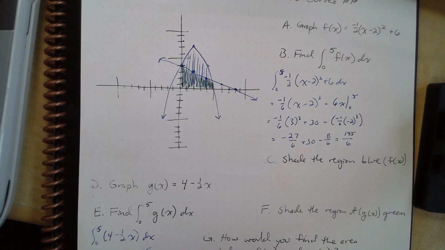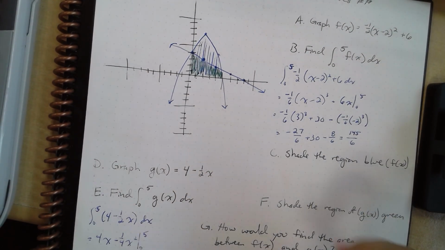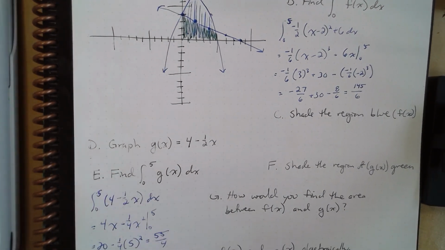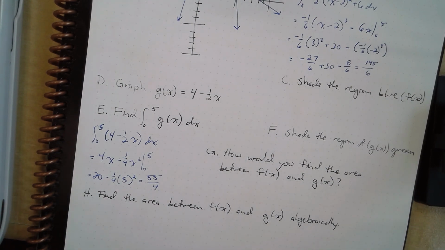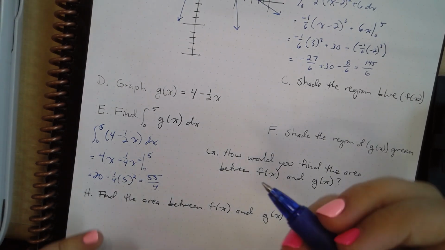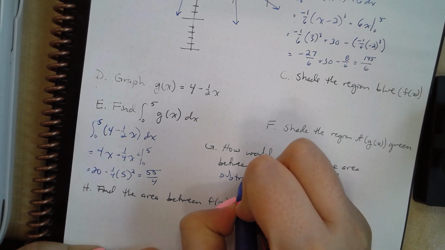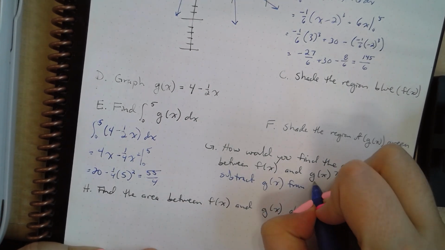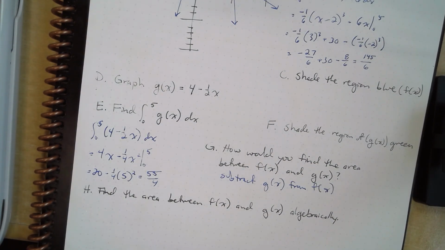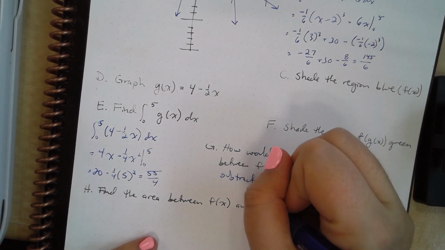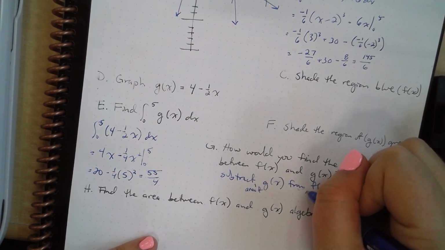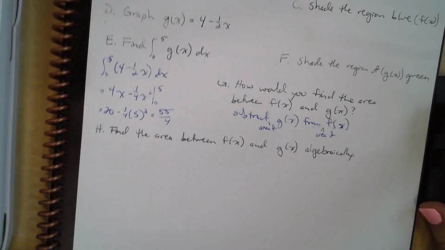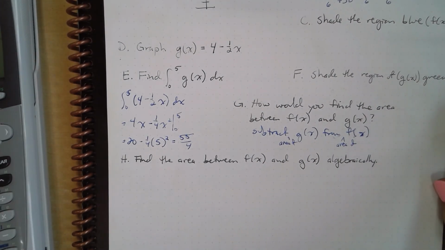And then, how would we find this area between f of x and g of x? Well, all we're going to have to do, I don't know why this is crooked, all we're going to have to do is subtract, right? So we're just going to subtract g of x from f of x, right? The area of. Okay? But how would we find this algebraically? And that's the question that we're going to be answering today.